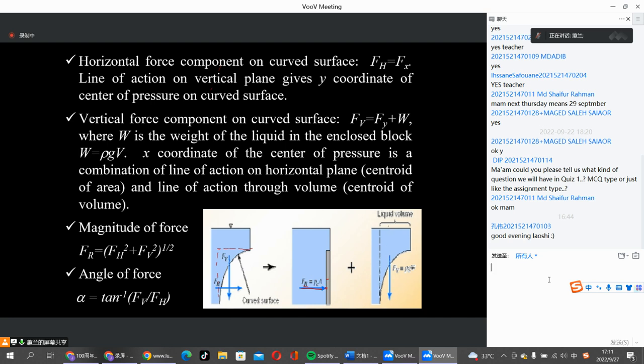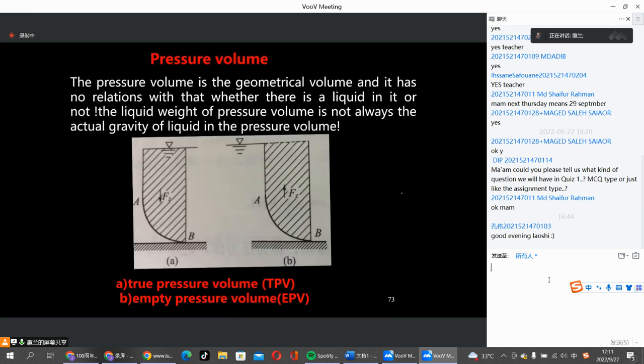And the vertical component is still equal to the weight of the liquid volume above the curved surface, right? This one we know we can calculate. We can do it again and again, right? So here we have introduced the pressure volume. We should know the pressure volume is actually just a geometrical term. It does not necessarily have liquid inside. For this one, we call it true pressure volume because we have real fluid above.